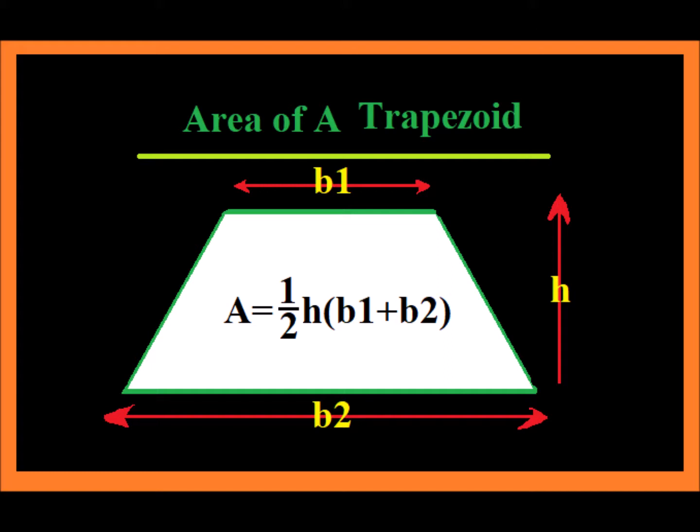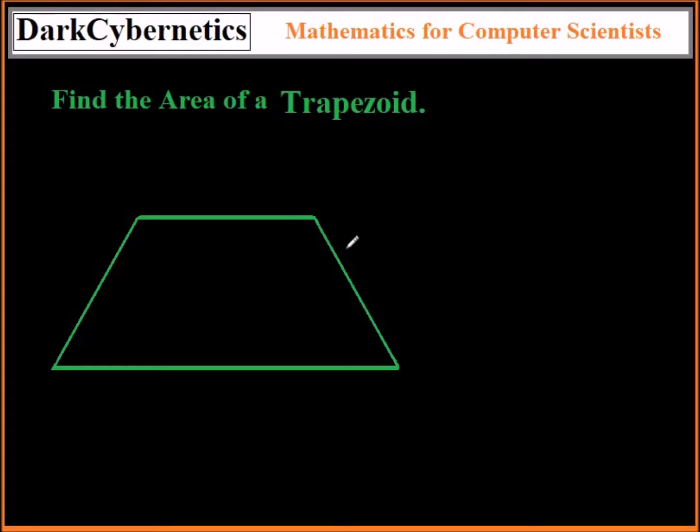This is Dark Cybernetics, mathematics for computer scientists, area of a trapezoid. Follow along with our free course documentation. In this video, we will quickly discuss how to compute the area of this trapezoid.